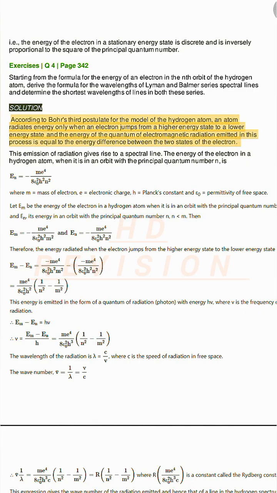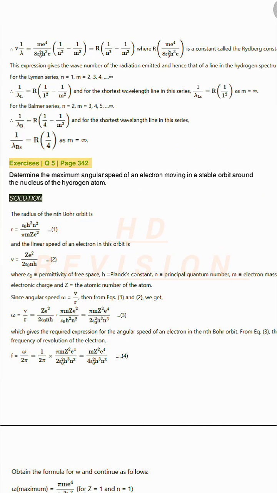Solution. According to Bohr's third postulate for the model of the hydrogen atom, an atom radiates energy only when an electron jumps from a higher energy state to a lower energy state, and the energy of the quantum of electromagnetic radiation emitted in this process is equal to the energy difference between the two states of the electron. This emission of radiation gives rise to a spectral line. The energy of the electron in a hydrogen atom, when it is in an orbit with the principal quantum number n, is... Exercises Q5, page 342.